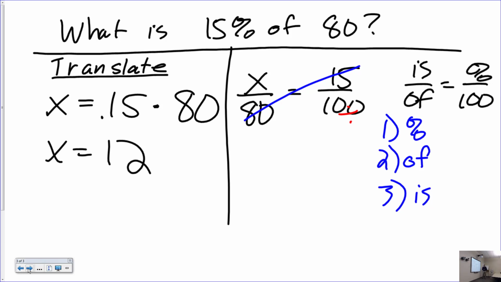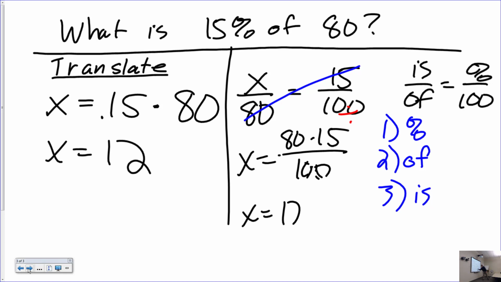But it would be the same thing if you did it all out like an algebra equation, like 100x equals blah, blah, blah. Yep, absolutely, right? And nicely enough, folks, what's 80 times 15? 1,200. And what's 1,200 divided by 100? 12. So either way you do it, you get the same answer, okay? So whichever one you are most comfortable with, feel free.